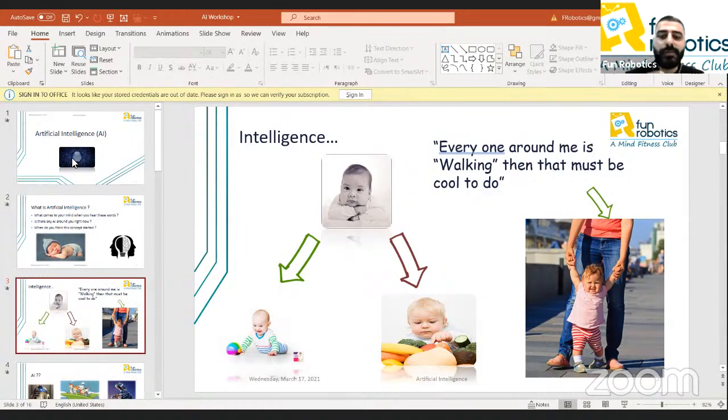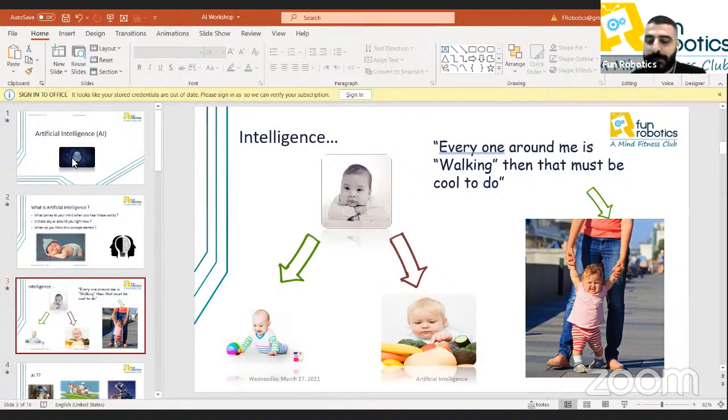A fun way for me to explain what intelligence is, is by comparing it to how a baby learns to walk. A baby is born, and at the moment he's born, he's always looking around him, basically processing everything that he sees. At a certain stage, he's looking around and seeing everybody walking. And he thinks, everyone around me is walking, so it must be cool. Why don't I try it? And on his own, you can notice that he starts to crawl and then walk. Nobody's forcing him to do these things. He learns how to do it just by observation.